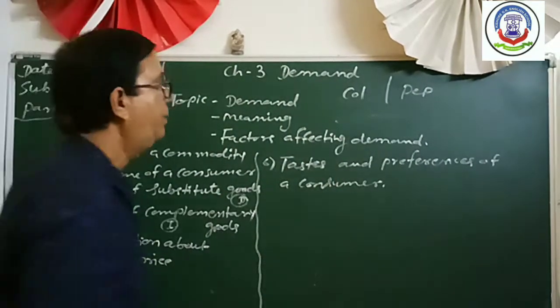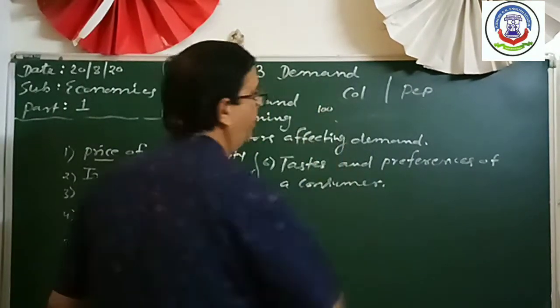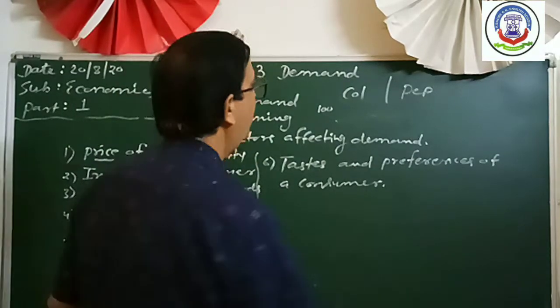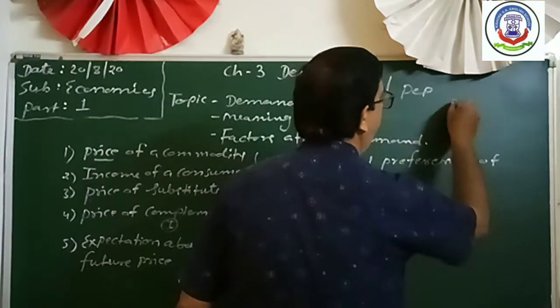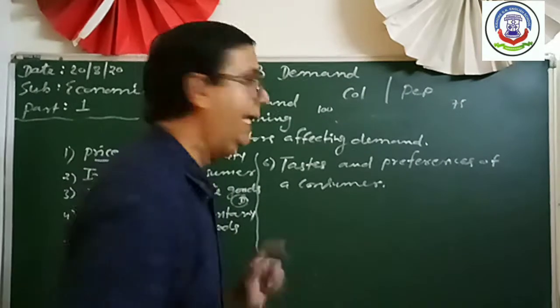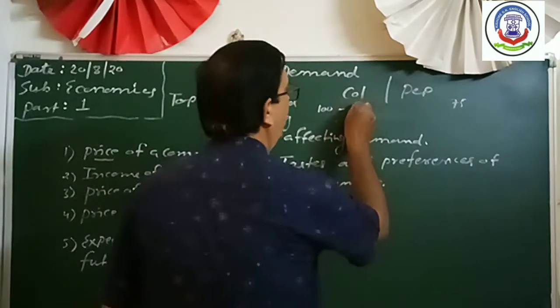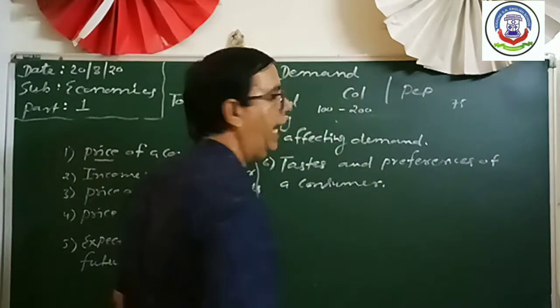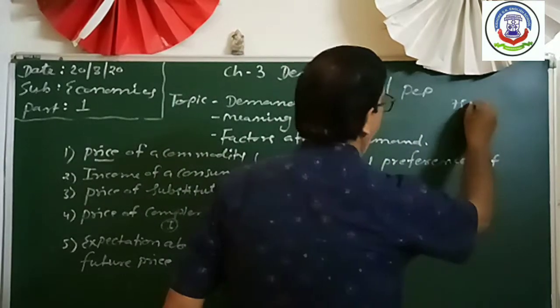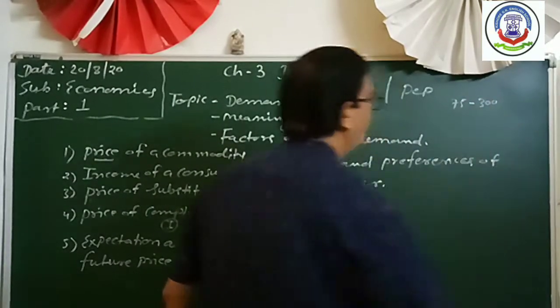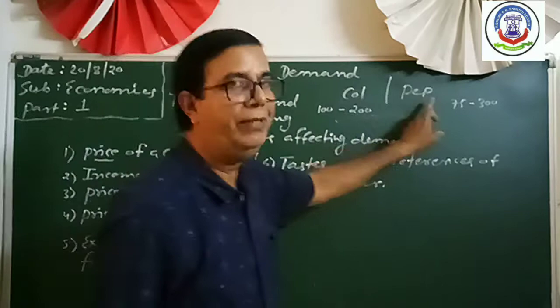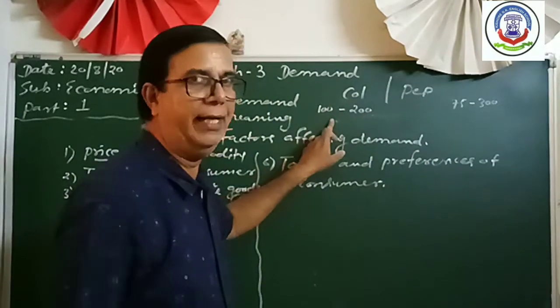Now the price of Colgate is 100 rupees, and the price of Pepsodent is 75 rupees. At that time, the demand of Colgate is 200 and the demand of Pepsodent is 300, because Pepsodent is cheaper than Colgate.